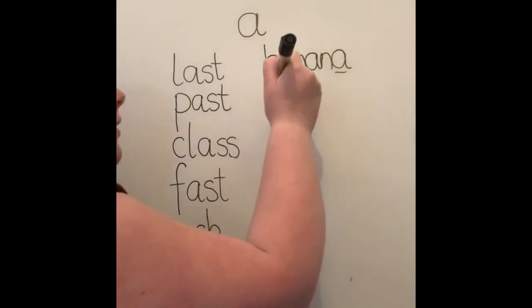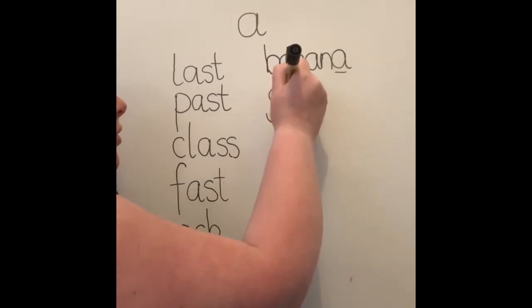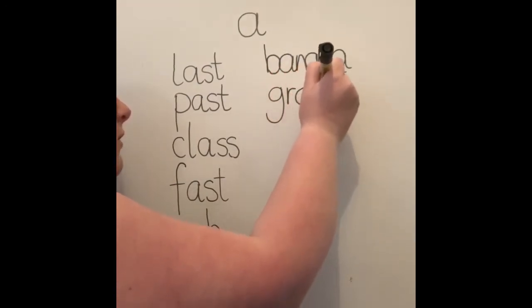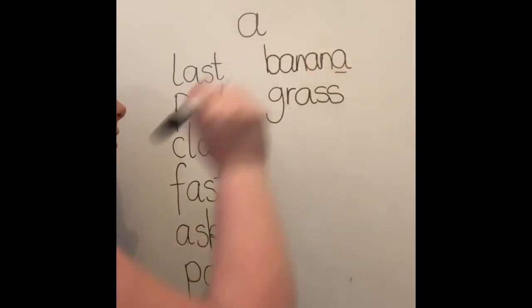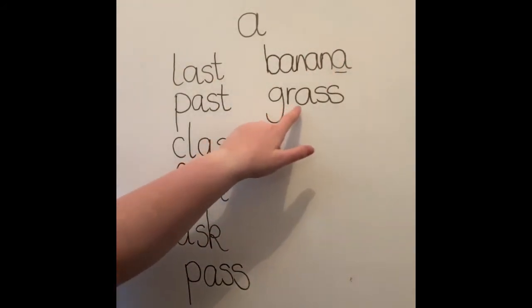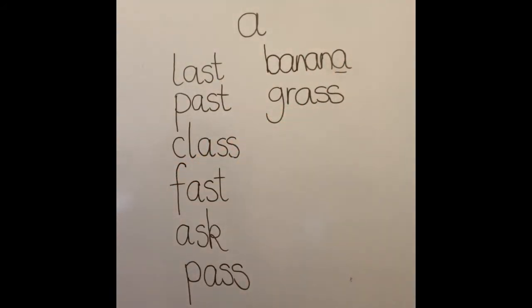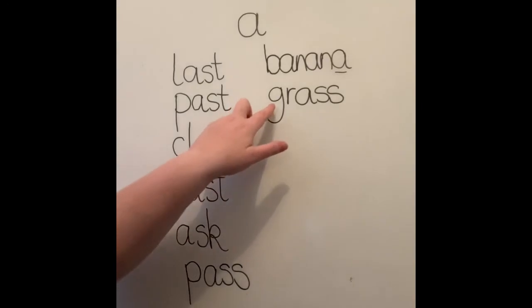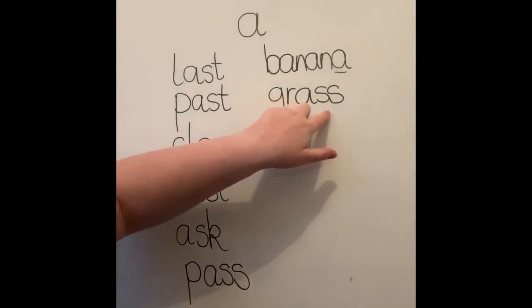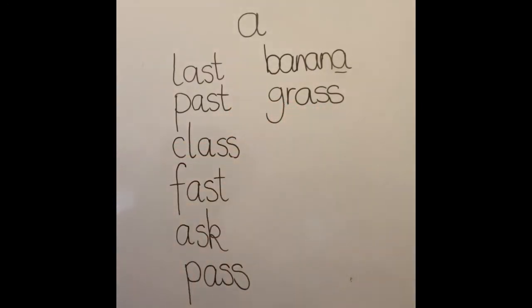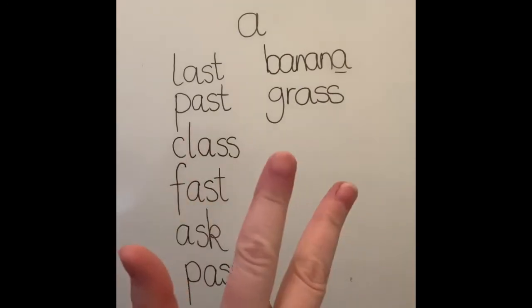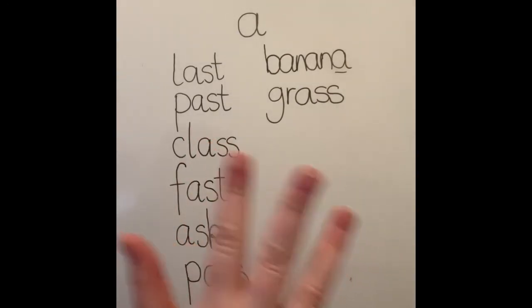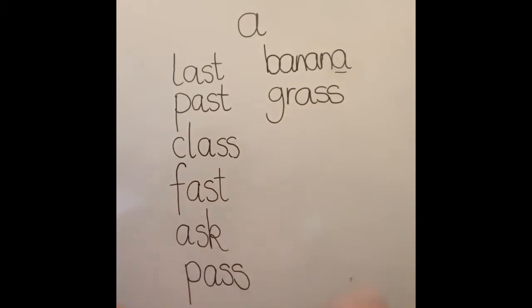Okay, next word. G, r, a, s. Grass. I wonder if anyone's got nice green grass at the moment because there's been a bit of rain. G, r, a, s. Let's count the sounds. G, r, a, s. Four sounds because the S's go together. Next word.